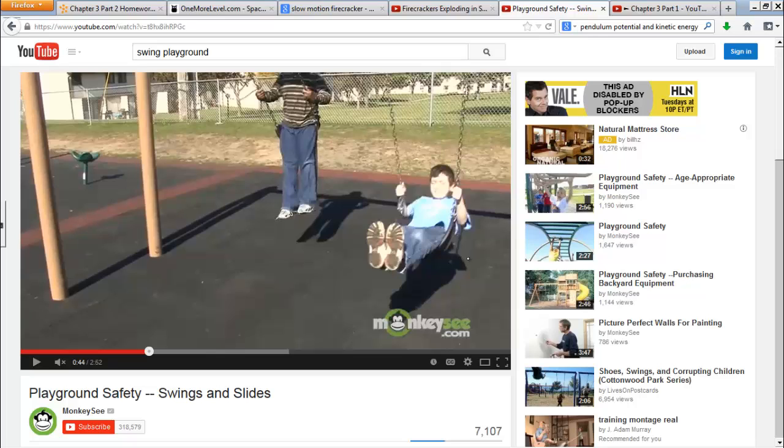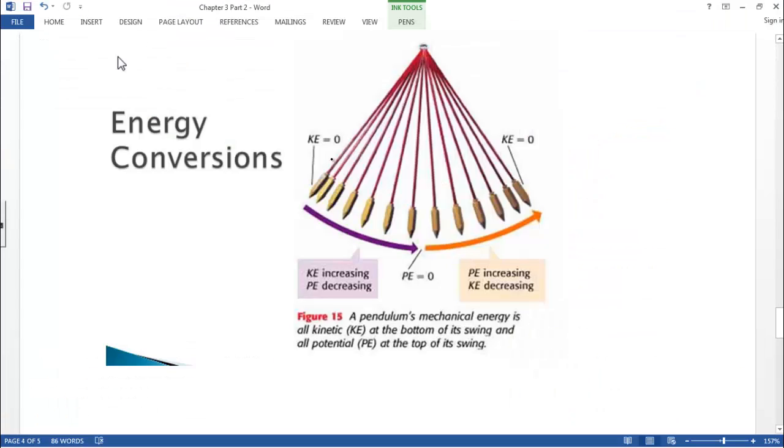The other boy on the right here, looks like to me he's pretty close to the bottom of the arc. That's when he's moving the fastest. He's at the lowest point, so his height off the ground is not very high. That's his lowest amount of potential energy, but he's moving the fastest, so he has the greatest amount of kinetic energy. So here we got a little diagram of a pendulum swinging back and forth, and on the left side here we got the kinetic energy equal to 0 as it reaches its highest point, and the highest point has the greatest amount of potential energy.